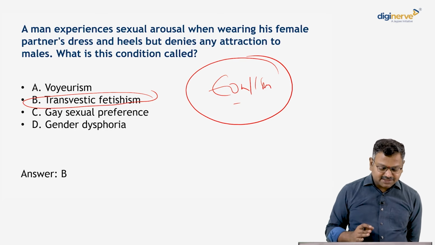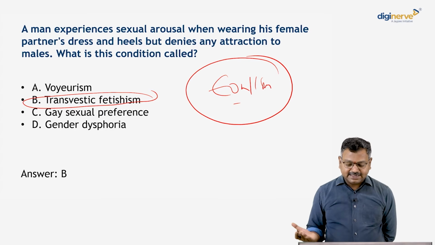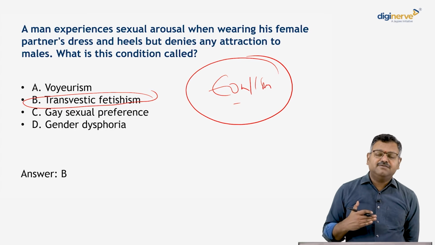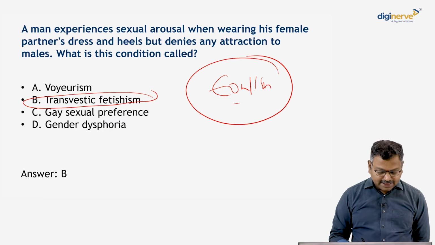Gender dysphoria is a strong persistent feeling of the other gender, and he has a discomfort when he is with the identified as his own gender. That is what we call gender dysphoria.